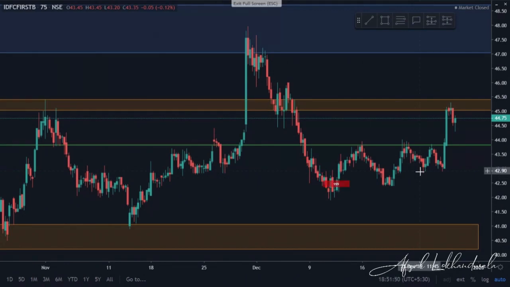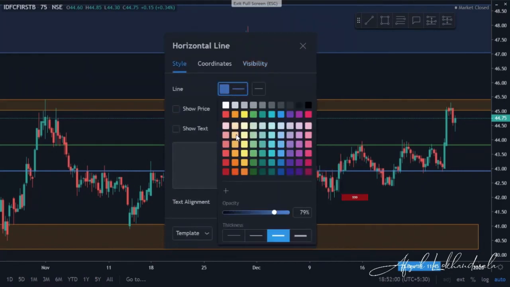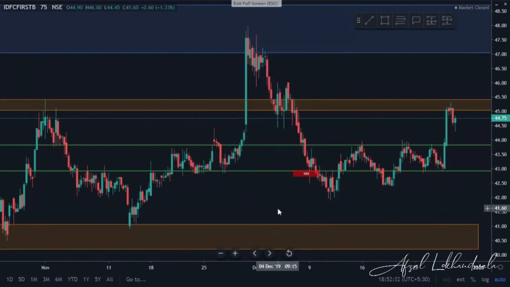Let me draw a line. Let me change the color to green because it is the 75 minutes time frame, the dark green color. Now we have drawn the supports and resistances even for the 75 minutes chart. Now if we want to polish these areas even further, let us now dig deep.